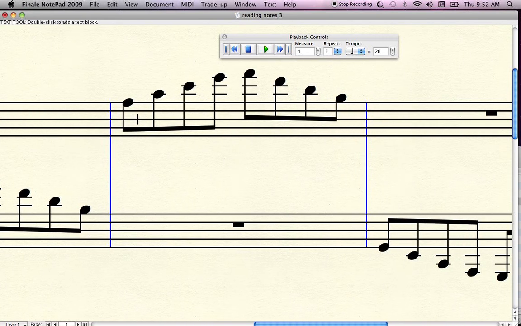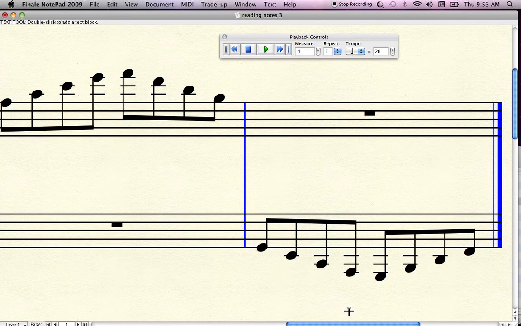Then we go to the next, which are the notes above the treble clef. F, A, C, E, F, D, B, G. And then the notes below the bass clef, which is, here we are at G, E, C, A, G, B, D, F.